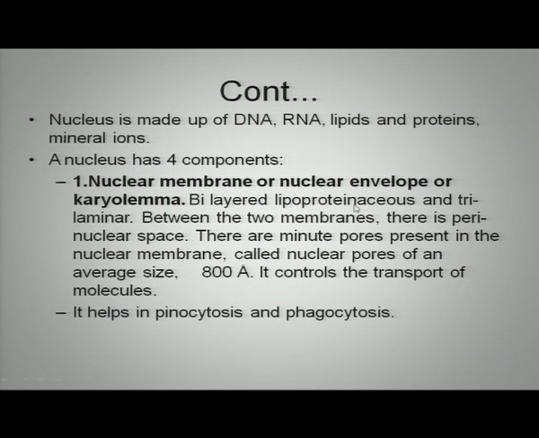lipoproteinaceous, made up of lipid and protein. Again it is trilaminar, just like the plasma membrane, and already I have told you, in between the two membranes there is the perinuclear space. There are minute pores present in the nuclear membrane. We will call them nuclear pores, and their average size is 800 angstrom. It controls the transport of molecules into the nucleus as well as into the cytoplasm.